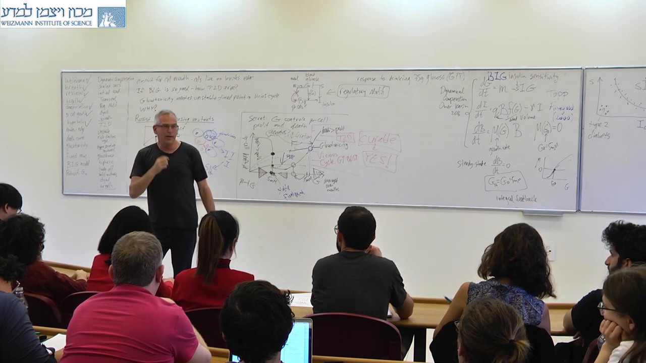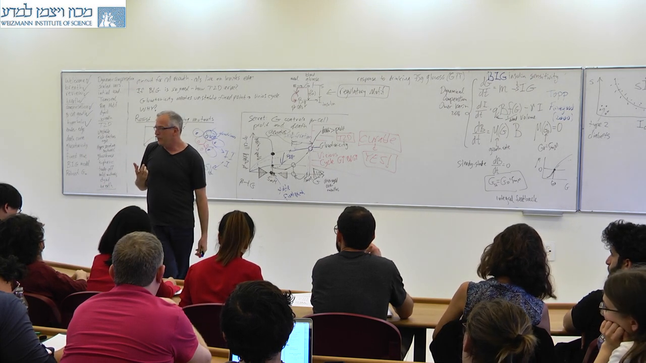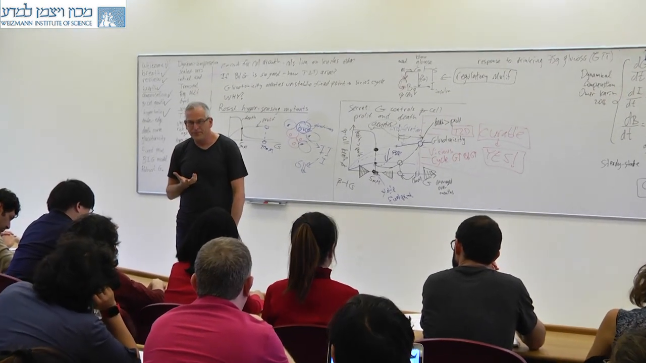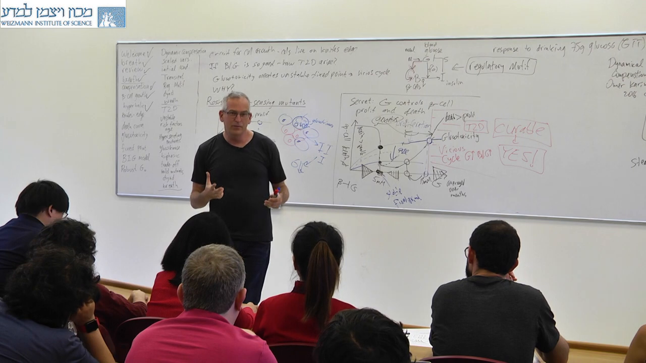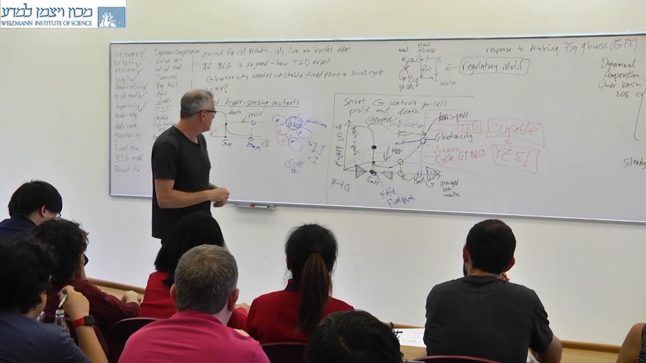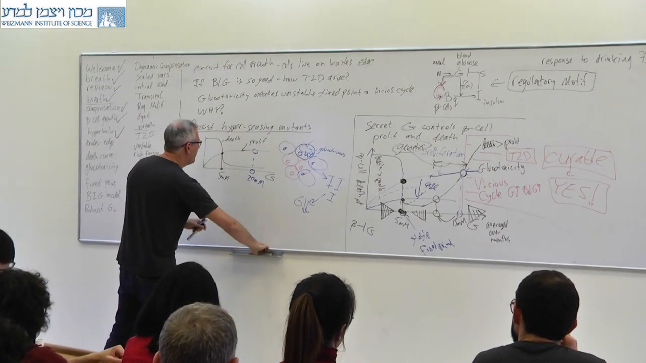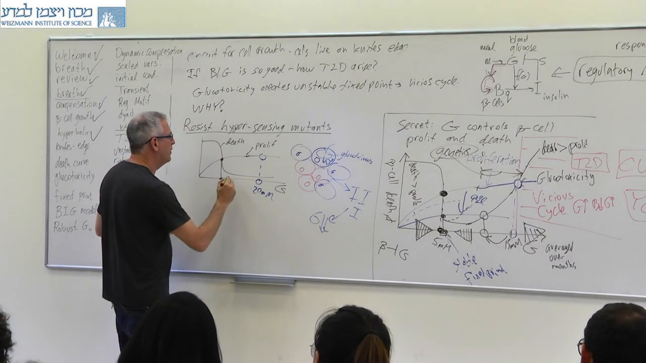So that's another unavoidable fundamental feature of cell circuitry, and therefore we need to deal with these mutants. So, how do we deal with these mutants?